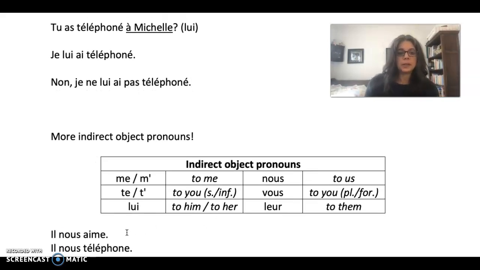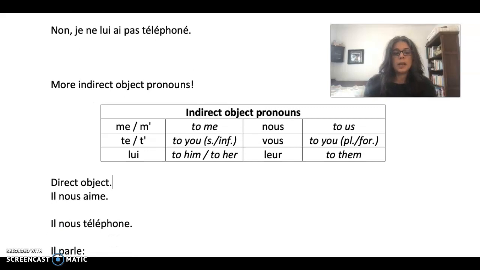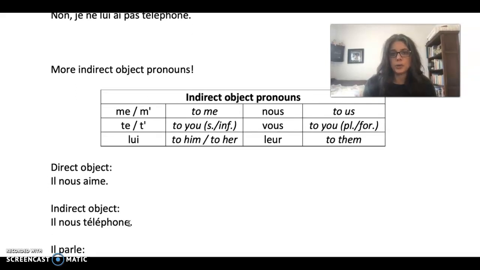So just like this one is a direct object, right? Il nous aime, he likes us. This is a direct object because you aimer quelqu'un, there's no à in there, right? So il nous aime, that's a direct object. Il nous téléphone, that's an indirect object. But they're the same. So this isn't too hard. This is technically he calls to us, right?